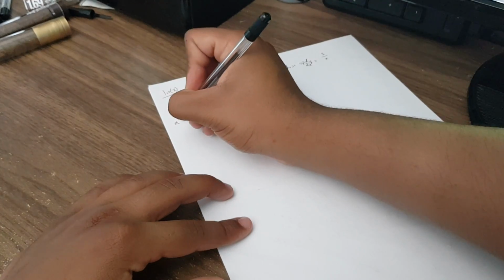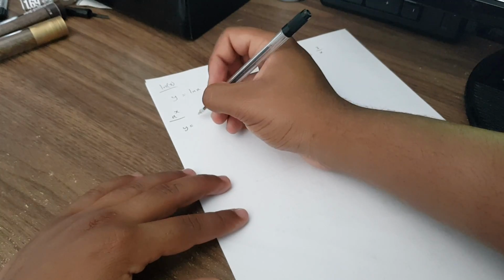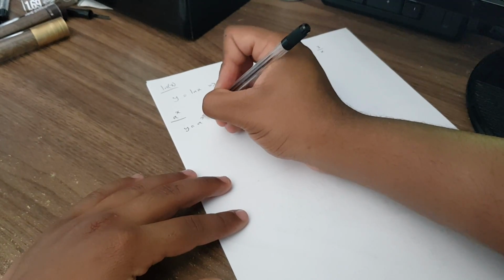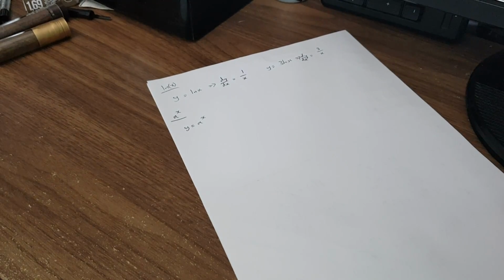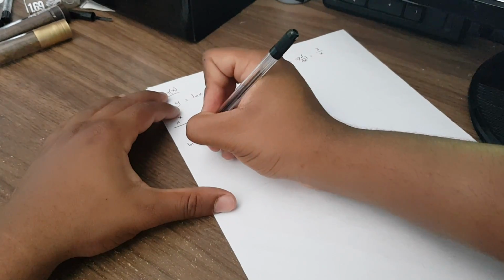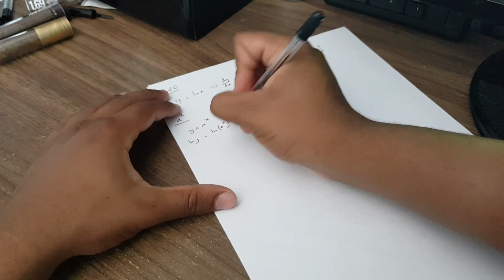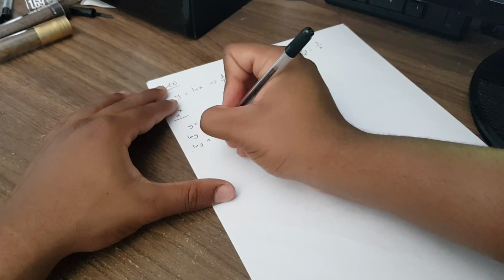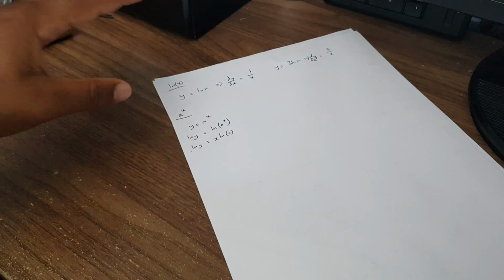Now we're going to move on to a to the power of x. If we have y equals a to the power of x, what's dy by dx? How can we do that? What we're going to do is take lns of both sides. I hope you know your rules of log and whatnot. So ln y is equal to ln a to the power of x, so that ln y is equal to x ln a.